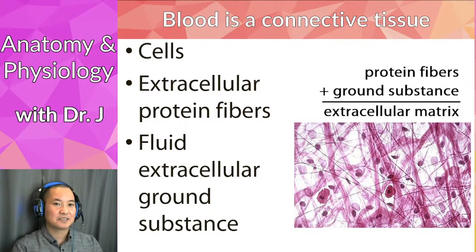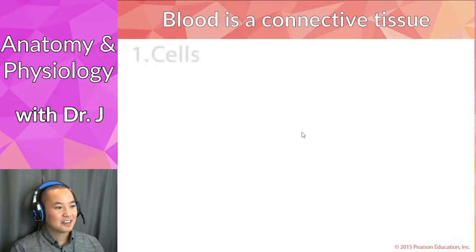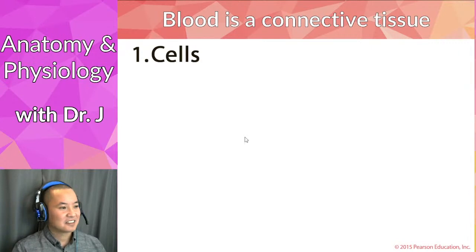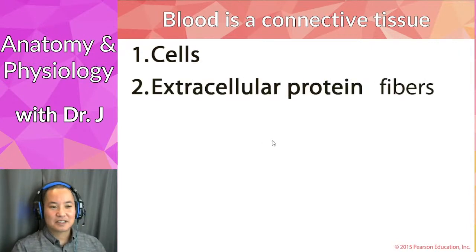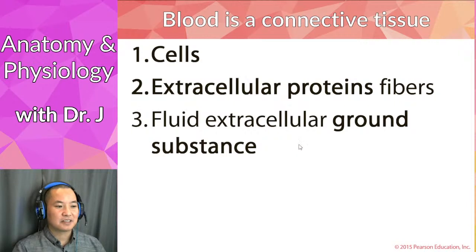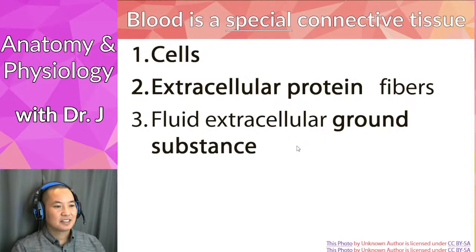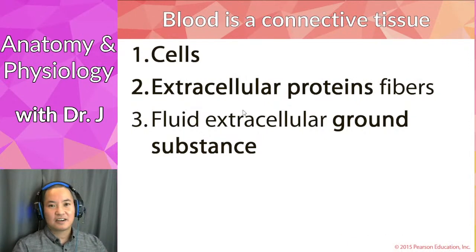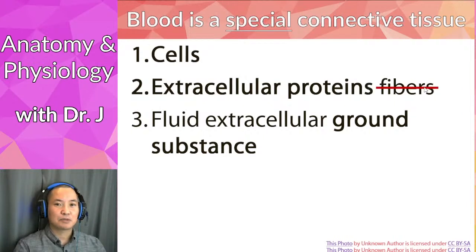So blood is a tissue, it's a connective tissue, but it's kind of its own special exception. So then we have cells, extracellular protein fibers, and a ground substance in blood. But the thing with blood is that it's a little different. All connective tissues have cells, proteins, and ground substance in their matrix. But blood is a little different because instead of having protein fibers that are solid, it has extracellular proteins that are water soluble instead of being solid fibers like collagen.